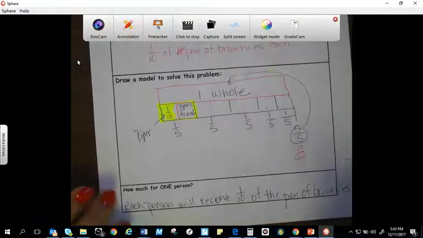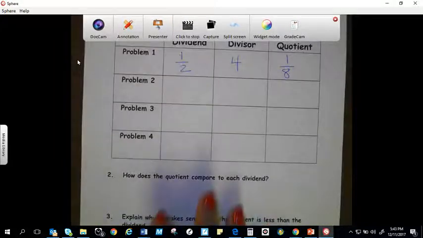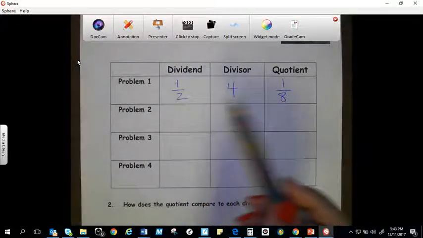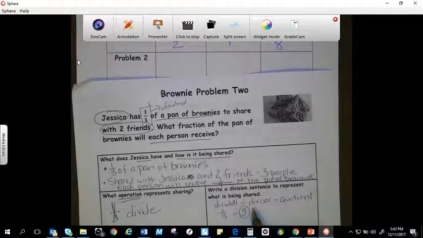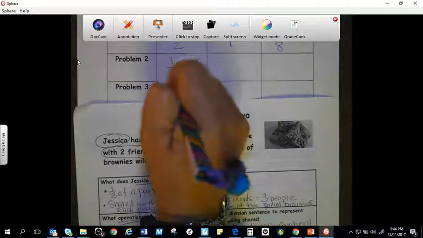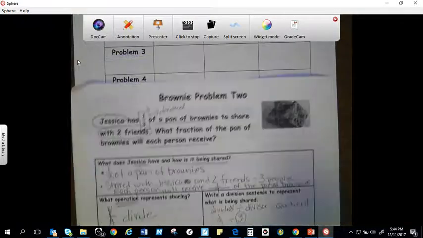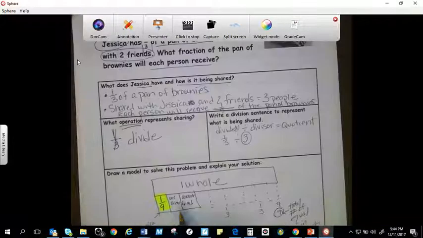Okay? Alright, and now we had this here, and I was showing you this in class before you were leaving. We did this one together, problem number 1. So let's look at problem number 2. Okay, we said that our problem was going to be 1/3, that's the dividend. It's the total number that I have. My divisor is 3, and my answer is 1/9.